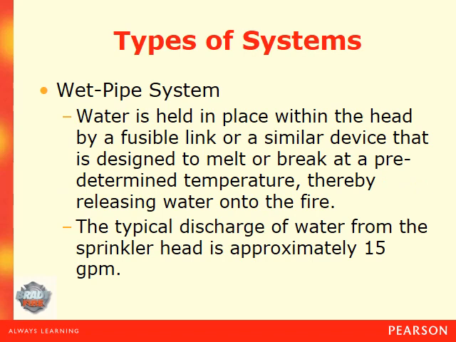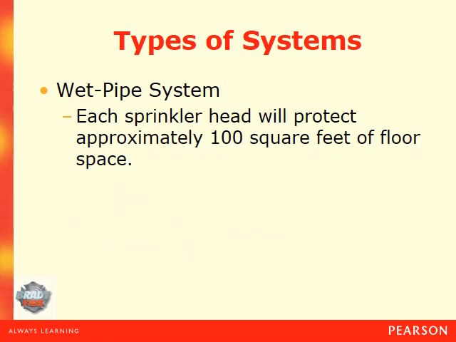Water is held in place within the head by a fusible link or some similar device that is designed to melt or break apart at a predetermined temperature, thereby releasing the water onto the floor. The typical discharge of water from the sprinkler head is approximately 15 gallons per minute. Each sprinkler head will protect approximately 100 square feet of floor space.